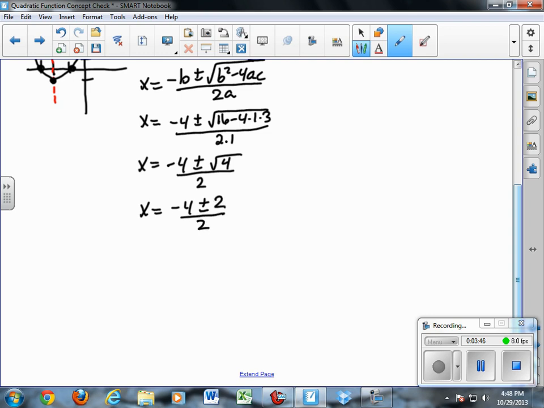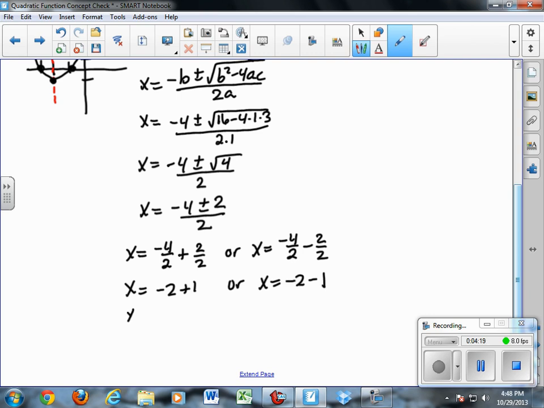Now, I can simplify that, but I want to split this up and show you that this does give me two different answers, and it gives me answers like this. X equals -4 over 2 plus 2 over 2, or x equals -4 over 2 minus 2 over 2. In other words, x equals -2 plus 1, or x equals -2 minus 1. X equals -1, x equals -3. Those are my two x-intercepts.